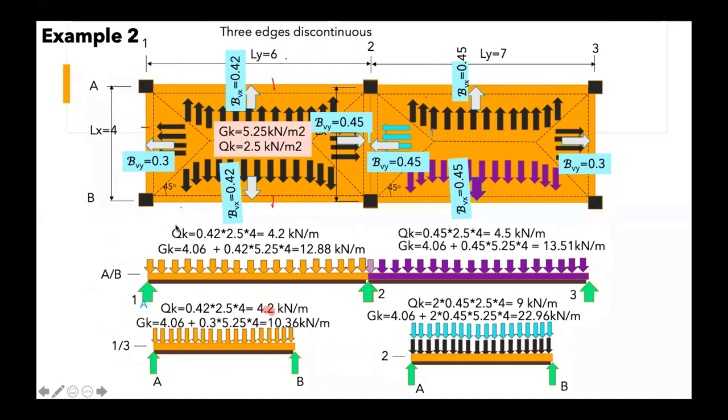And then for AB1, AB2, and AB3, it's just using a similar way. You need to calculate variable and permanent load separately. QK is 0.42 times 2.5 times 4, while GK is from self-weight plus the permanent action from the slab. Okay. This is the load or action that we discussed yesterday. For the calculation of cracking, we need this value of action, GK and QK. Remember? Okay. Any question?